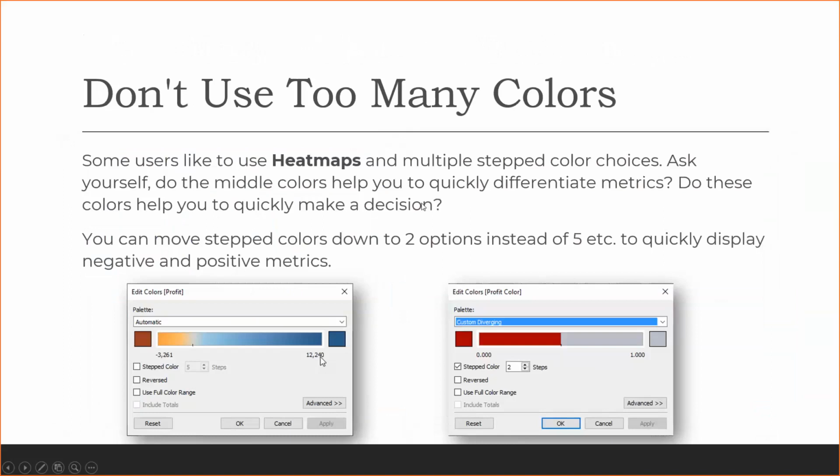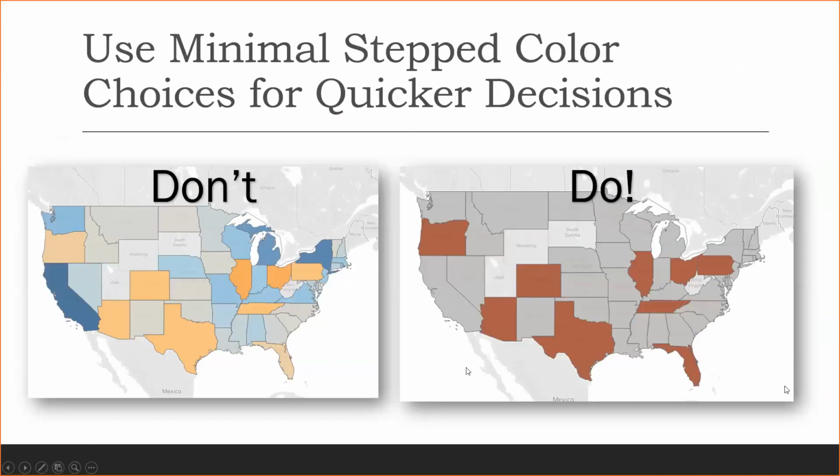Some people use heat maps and have multicolor stepped choices. And that's what you have to ask yourself: can you differentiate these middle colors? Since you can't process that many colors at once, I always like to recommend going down to 2 options, because that way, if you're a manager, you can quickly identify which states are your problem states that aren't bringing up a profit. Bring down that stepped color to 2 or 3. So I have that in my next slide.